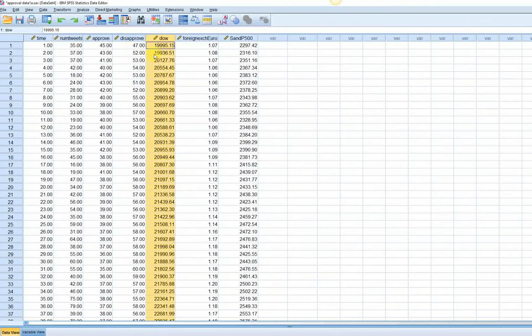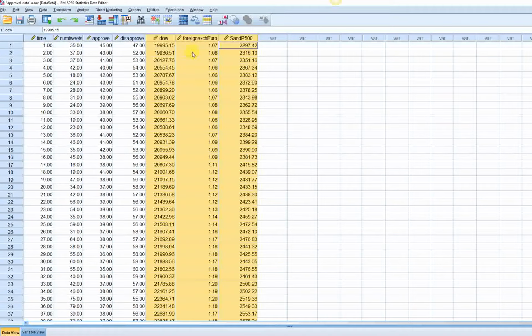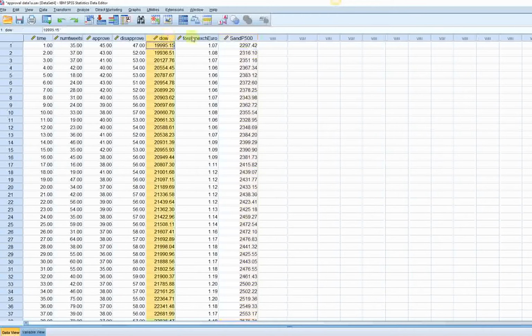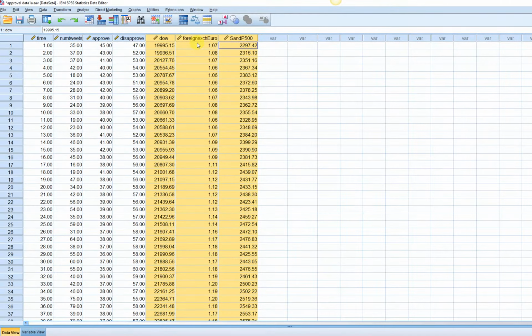So I have actually three different economic indices: the Dow Jones Industrial Average, weekly values, foreign exchange rate with the euro, and the S&P 500. And these three variables were so highly correlated that in the models that I'm going to illustrate, we're just going to use the Dow.